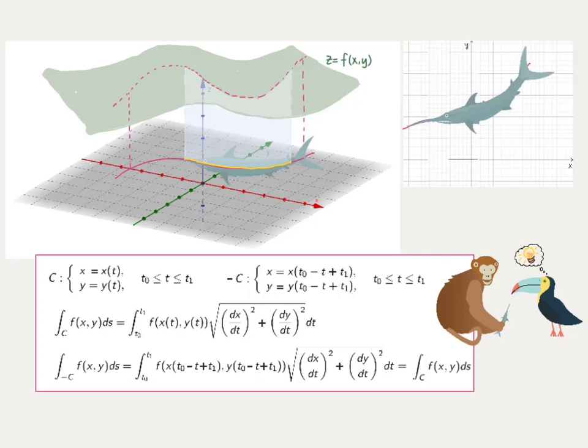Last of all, the following presents the formulas for computing the line integral with a more general orientation for the path. If we compute the line integral with either path c or path negative c with the given formulas, the values of both line integrals are the same.